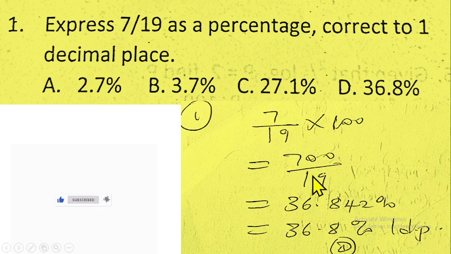If you divide that, that should give us 36.842%. And we have to take it to one decimal place. So that should give us 36.8% to one decimal place. So it means that option D is the correct option for question number 1.